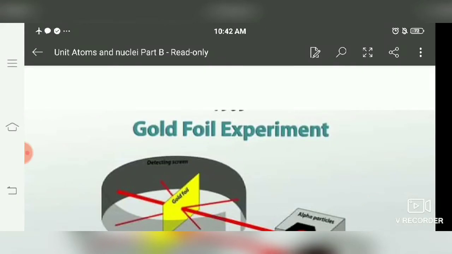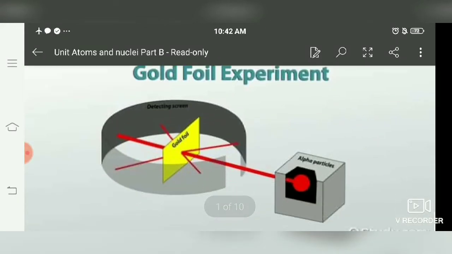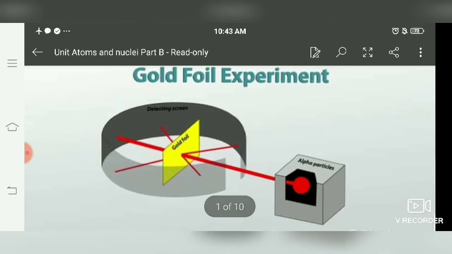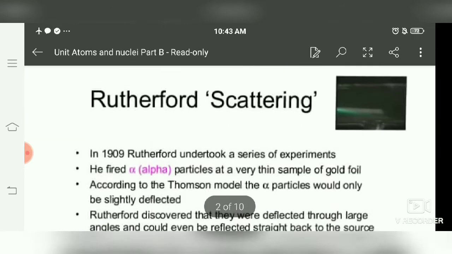Next topic is Rutherford scattering, or the gold foil experiment. Thomson explained the model of the atom as consisting of a uniformly distributed positive charge all over, where electrons are embedded at a few places, and the atom as a whole is electrically neutral. But when Rutherford performed the gold foil experiment, what did he do?